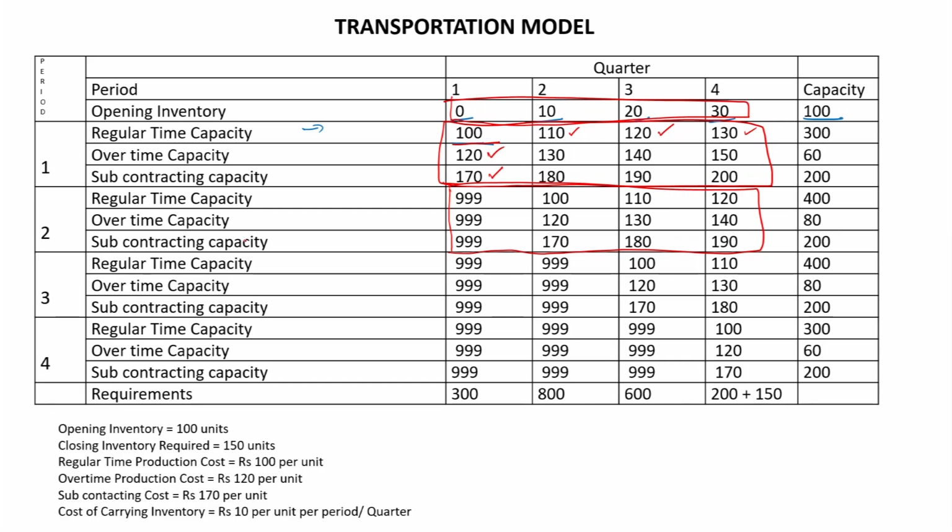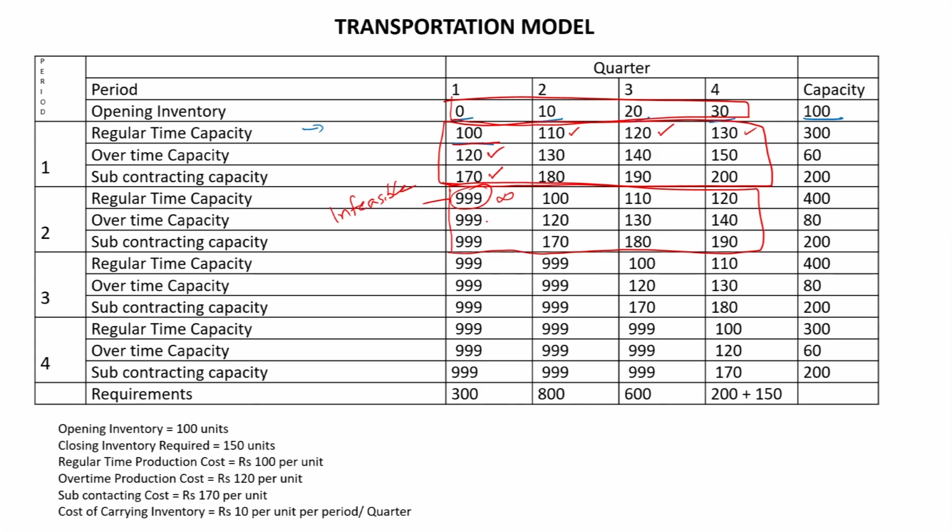Since I cannot meet the requirement of quarter 1 by producing in quarter 2, I have kept a very high cost, infinity. It is higher than any of the other costs by 5-6 times. So, I have kept 999 as the cost of producing in quarter 2 and meeting quarter 1, because this is infeasible. This cell is an infeasible cell. It is not possible to produce in quarter 2 to meet the requirements of quarter 1.